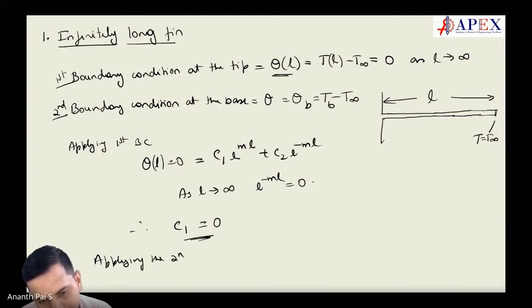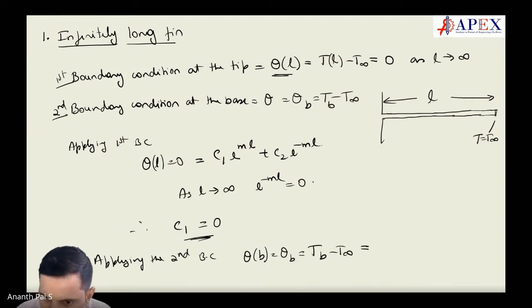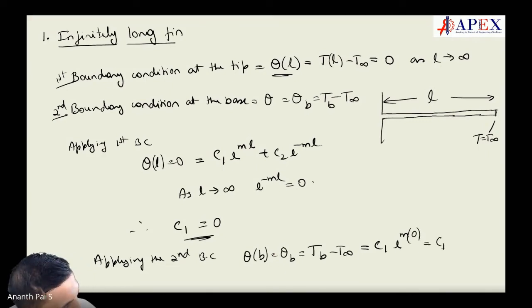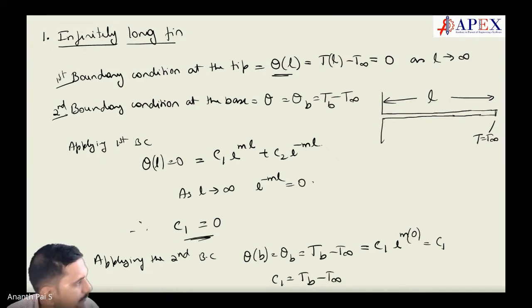the second boundary condition, second BC, we get theta at base, theta B, which is equal to TB minus T infinity is equal to C1 e power m into 0, which is equal to C1 itself. So C1 is actually equal to TB minus T infinity. Makes sense?